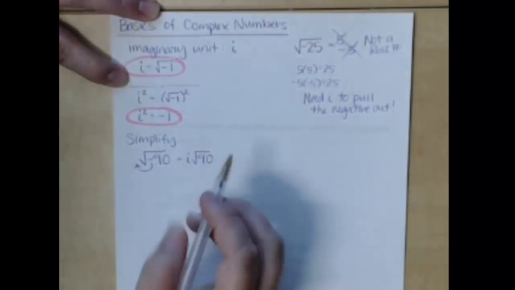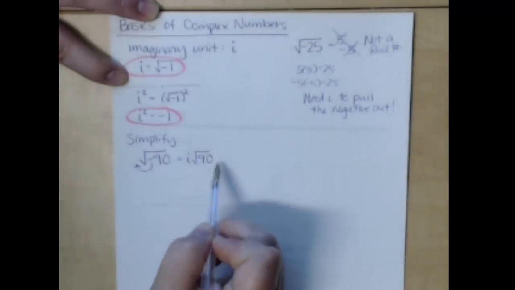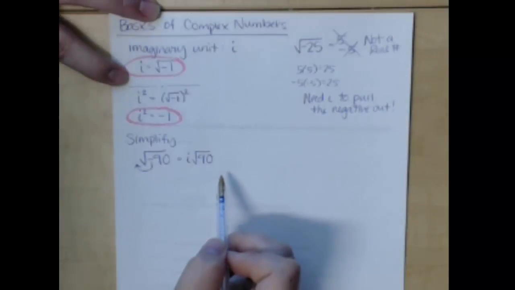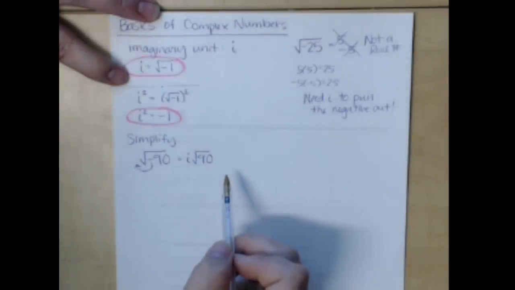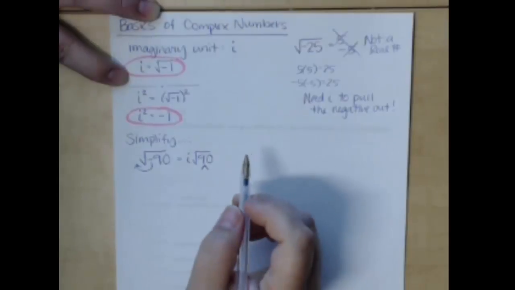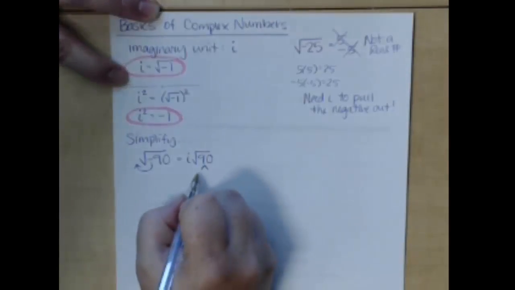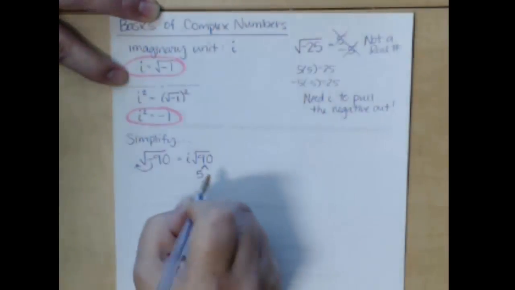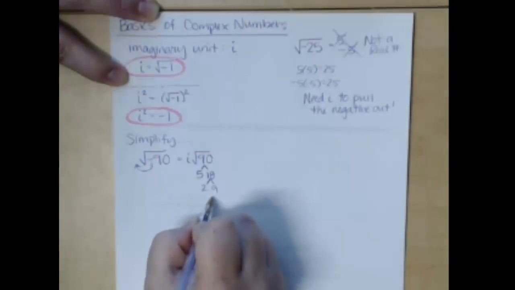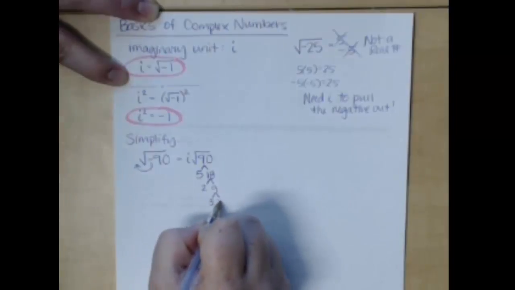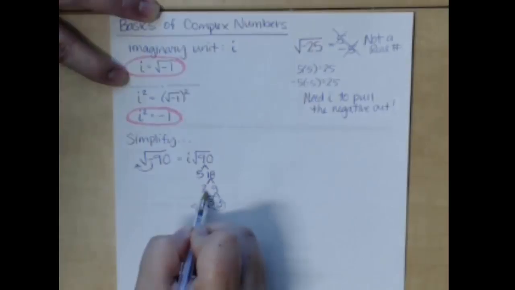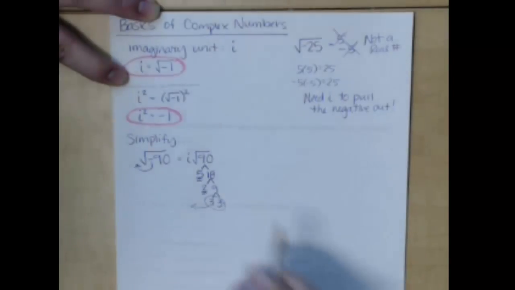Now that the negative's gone, we can address the square root of 90 the same way we did in all the other lessons we've done so far with radicals. So I can break this down. 90 ends in a 0, so I know 5 goes into it. 5 goes into 90 18 times. 18 is 2 times 9, and 9 is 3 times 3. So I have 2 copies of a 3, so I can bring a 3 out, and notice I'm left with a 2 and I'm left with a 5.